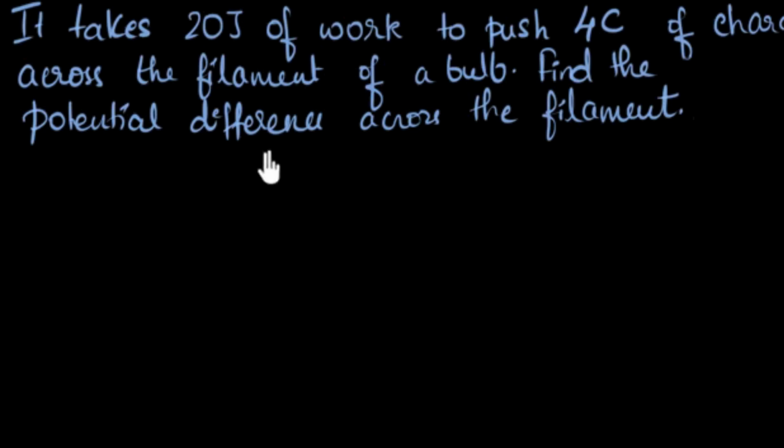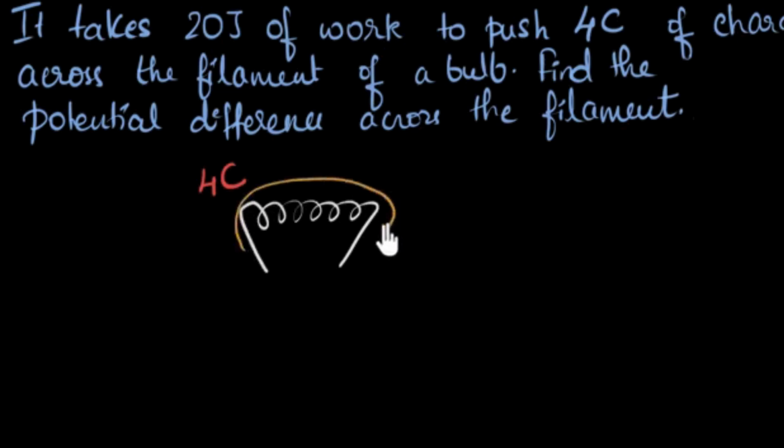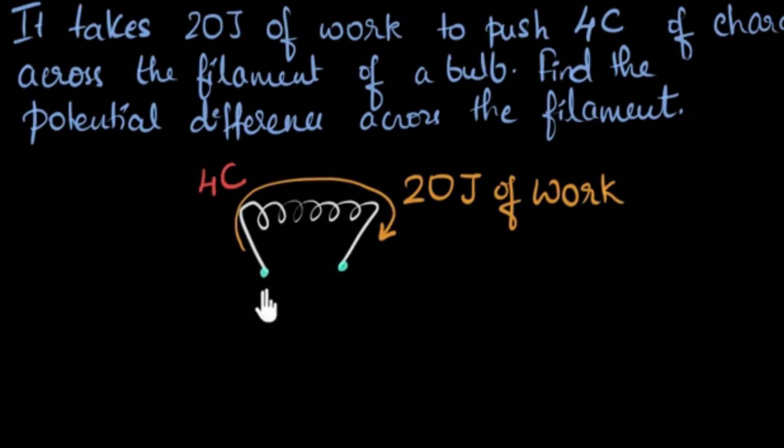All right. In this question, we are asked to find what the potential difference is. And what we are given is the work done to push 4 coulombs of charge across the filament of a bulb. So let's say here is the filament of a bulb. We know to push 4 coulombs of charge across the filament, it takes 20 joules of work. So given this, we are asked what is the potential difference across the filament.